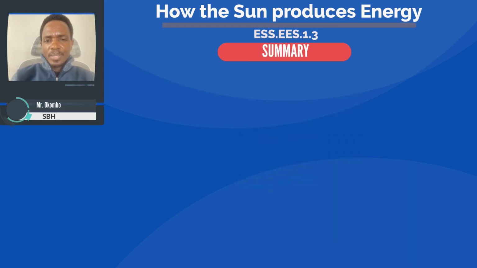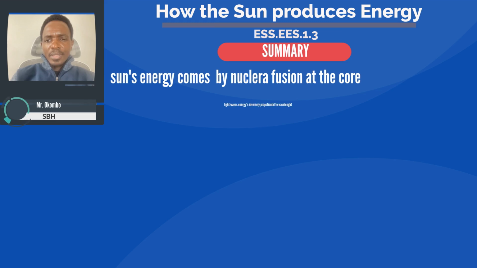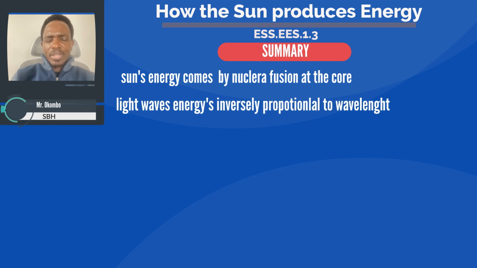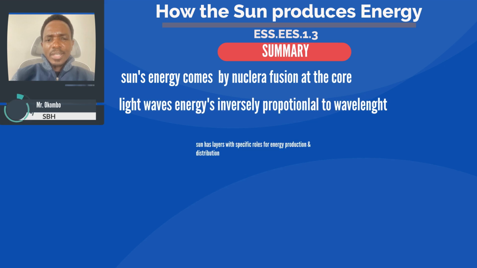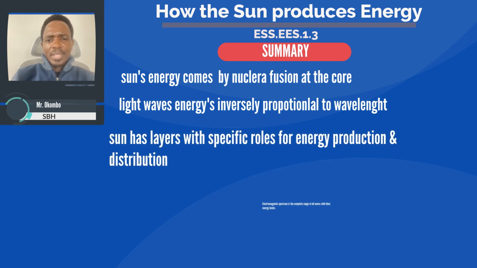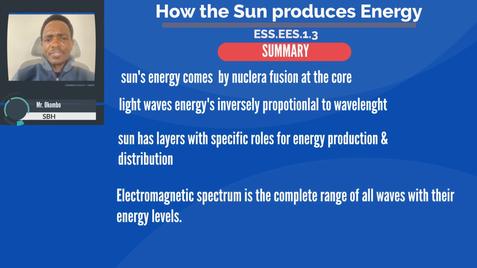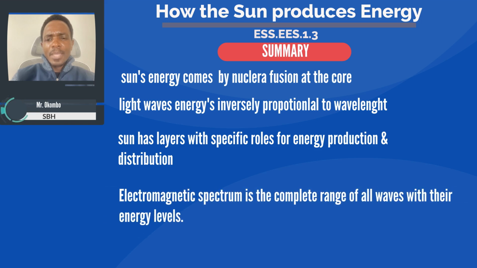To summarize, the sun's energy is produced by nuclear fusion, which occurs at its core. Light waves vary in energy depending on their wavelengths, with shorter wavelengths carrying more energy. The sun is structured in layers, each layer with a specific role in energy transfer. The electromagnetic spectrum categorizes different types of waves based on their energy levels. By understanding these concepts, we can see the sun's crucial role in sustaining life on Earth. Keep exploring and discovering how these principles shape the universe.